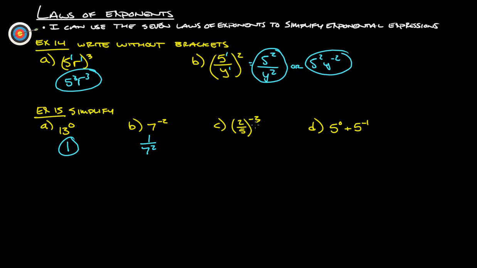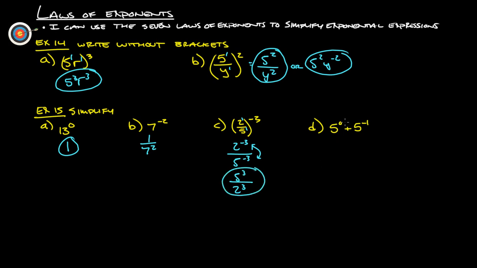2 over 5 to the negative third. So remember, that's 2 to the first, 5 to the first. So that's 2 to the negative third, because 1 times negative 3 is negative 3 over 5. 1 times negative 3 is negative 3. Right? So now what we'll want to do is move this 2 to the negative third to the bottom and that 5 to the negative third into the top. So that's going to be, on the bottom is 2 to the positive third, and on the top is 5 to the positive third. Okay?